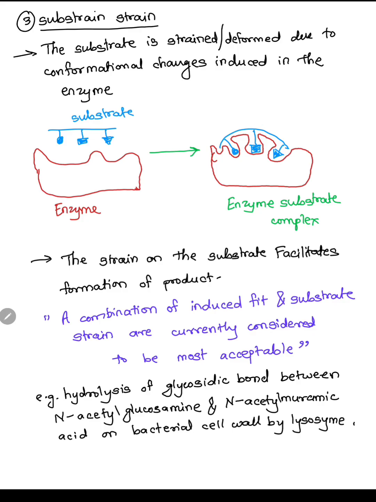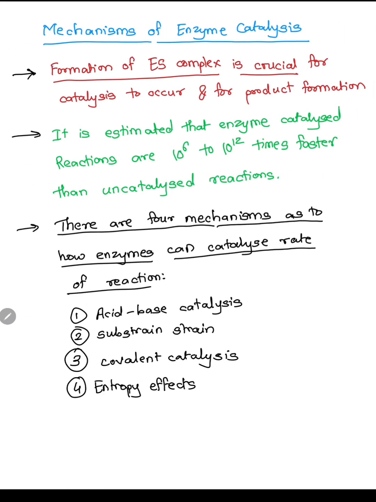And the currently accepted model of how enzyme substrate complex is formed and how enzymes convert a substrate to product is a combination of induced fit theory and substrate strain. Hydrolysis of glycosidic bond between N-acetylglucosamine and N-acetylmuramic acid on bacterial cell wall by lysozyme is an example. Now, what are the mechanisms of enzyme catalysis? How do enzymes catalyze reaction? By lowering activation energy. How do they lower activation energy? There are these mechanisms: acid-base catalysis, substrate strain, covalent catalysis, entropy effects, right?